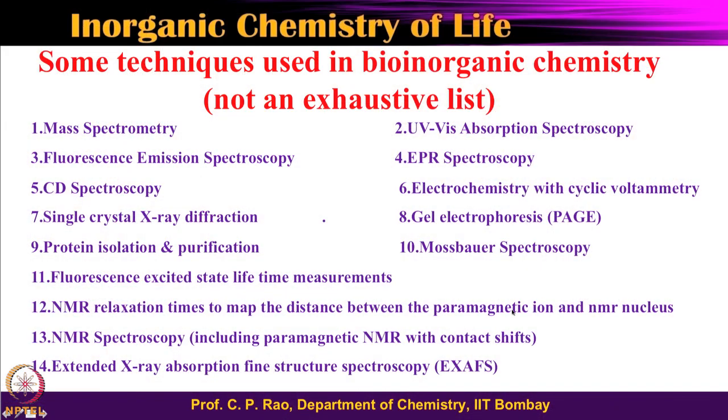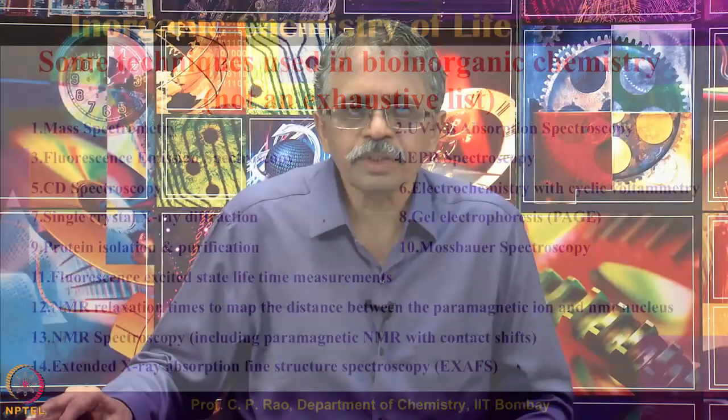NMR relaxation times can also be used to find the distance between the center and the species which is interacting with it. You can have something called extended X-ray absorption fine structure spectroscopy, which is referred to as EXAFS. This will give us information with respect to the metal center, the primary coordination sphere, but not so much of the other information, not like crystallography, which will give the entire thing. So, these are some of the things.